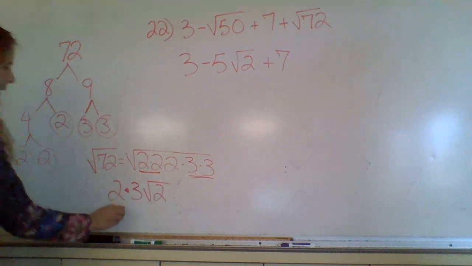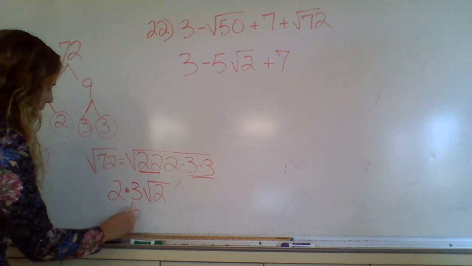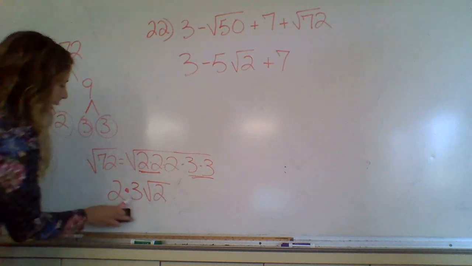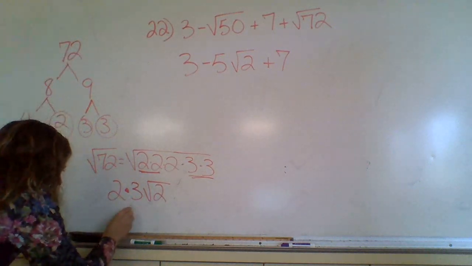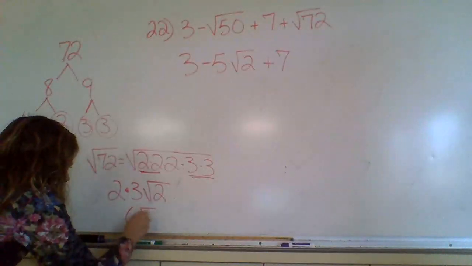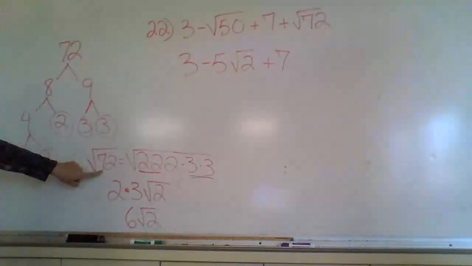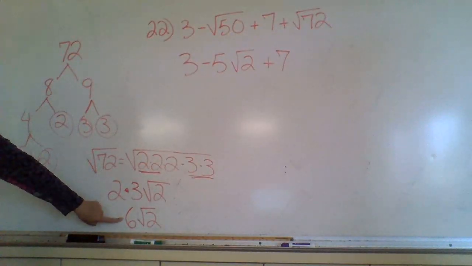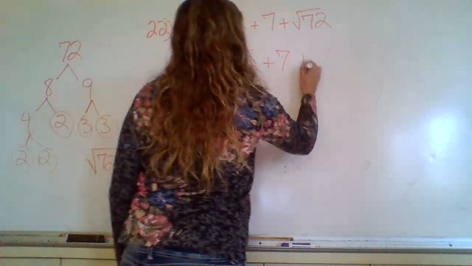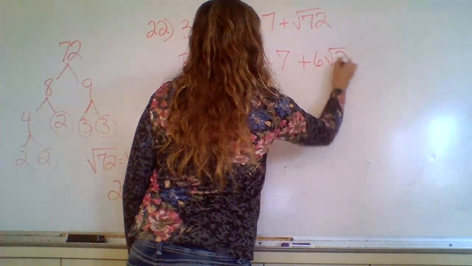2 times 3 is 6. So this becomes 6 square root 2. So the square root of 72 becomes 6 times the square root of 2. All right.